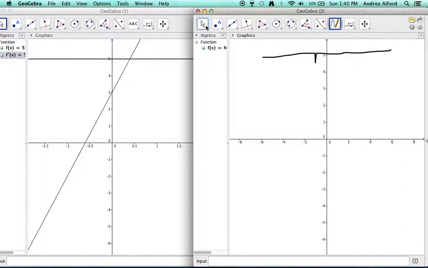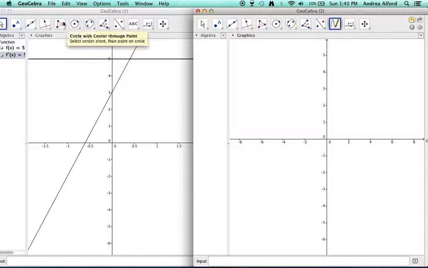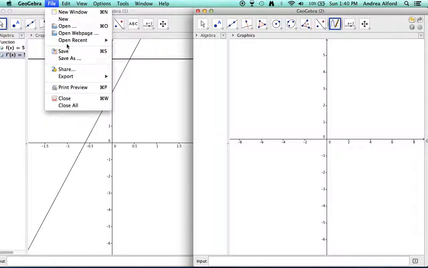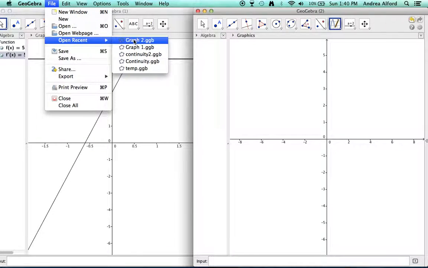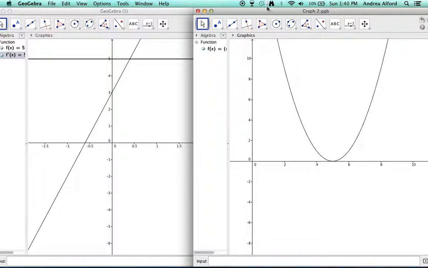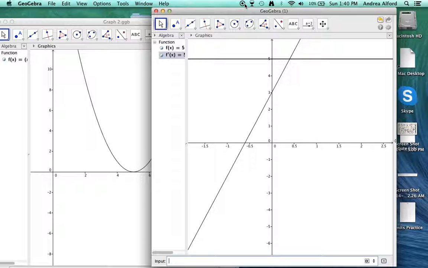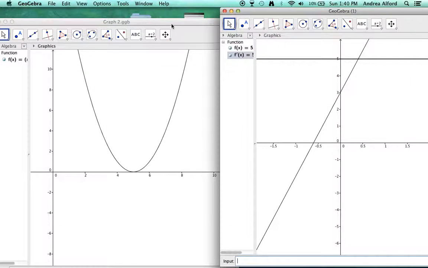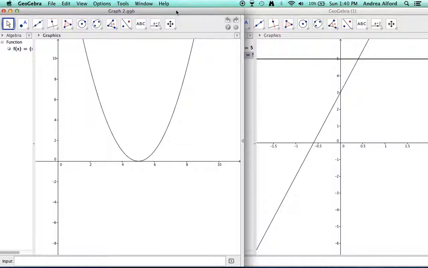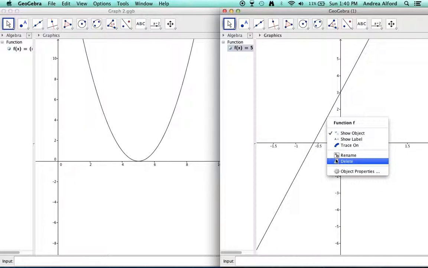Okay, let's look at another one here. All right, we'll get rid of this, delete, and let's open a new GeoGebra. So open a recent. Let's look at my second graph here. Okay, so here we go. Here's my second graph. We'll just play around with this for a minute. Let me get out a new one over here. Let's get rid of these, delete and delete.